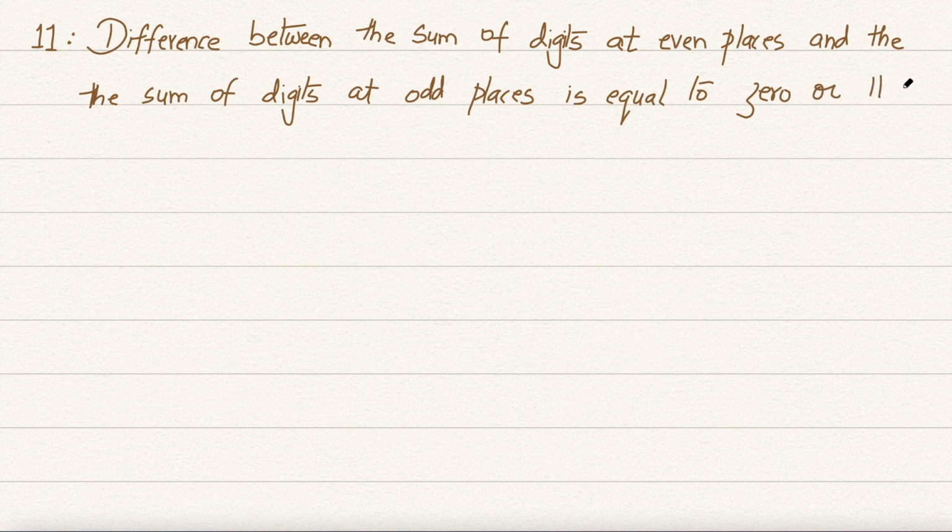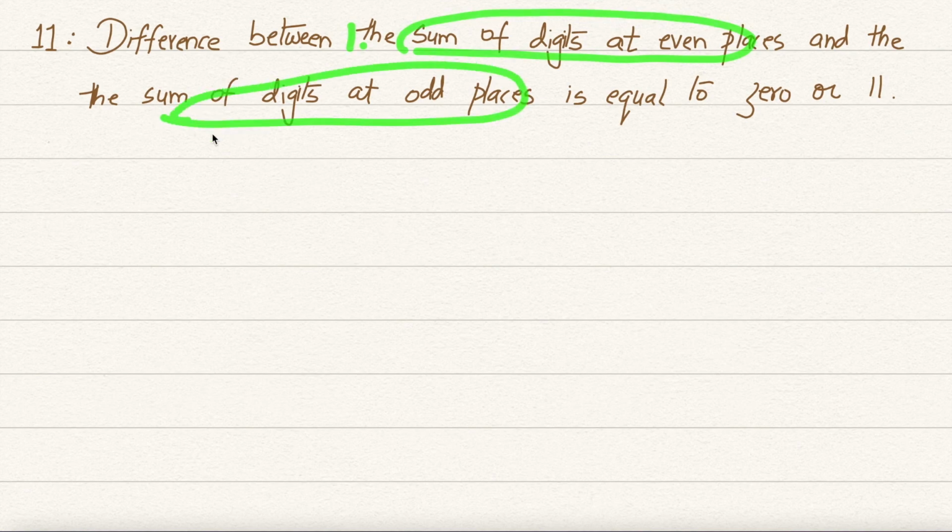or 11. You need to find out the difference between the sum of digits at even places and the sum of digits at odd places. First of all, you will find the sum of digits at even places. Then you will find the sum of digits at odd places. And then you will find the difference. If the difference is equal to 0 or 11, then that number will be divisible by 11.